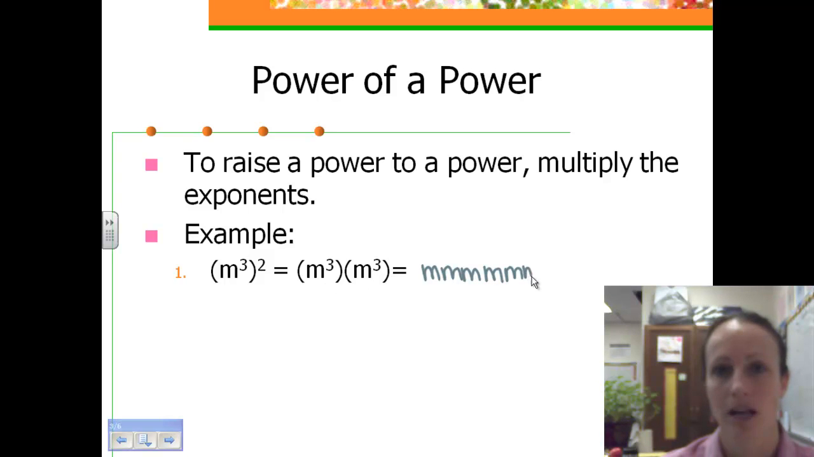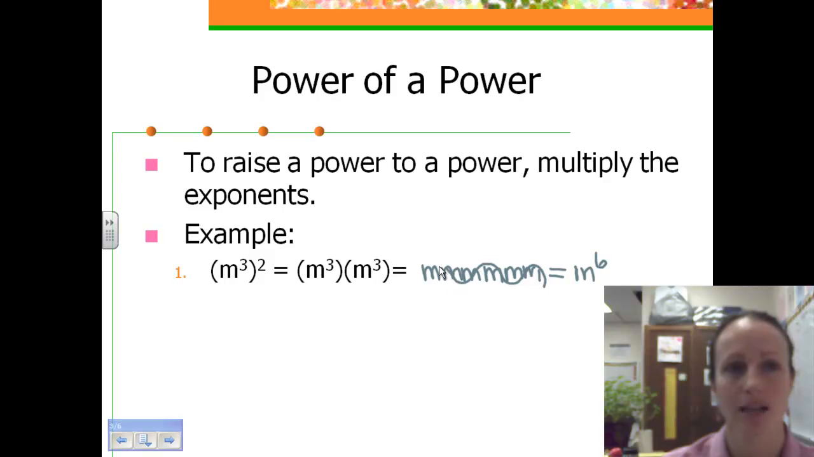Well, m cubed times m cubed gives us how many m's? That's right, it gives us 6. So the short way to cut through all of this would be to just take the initial 2 exponents, 3 times 2, and multiply them to get m to the 6th. This is a pretty easy example, and of course they get a little more complicated.